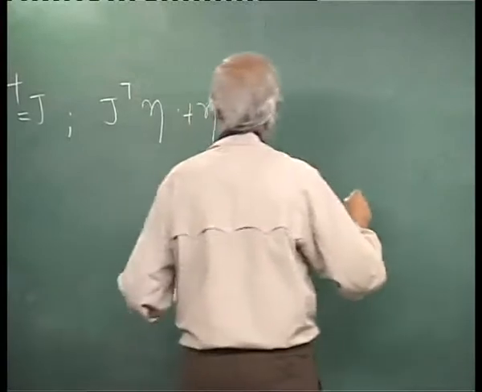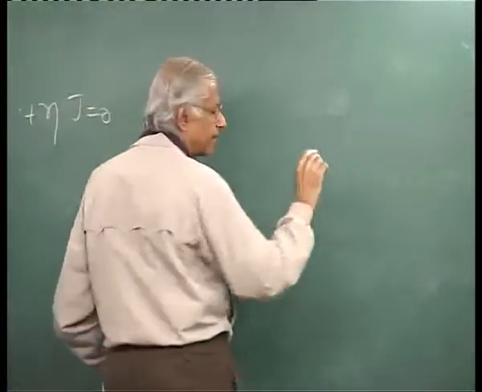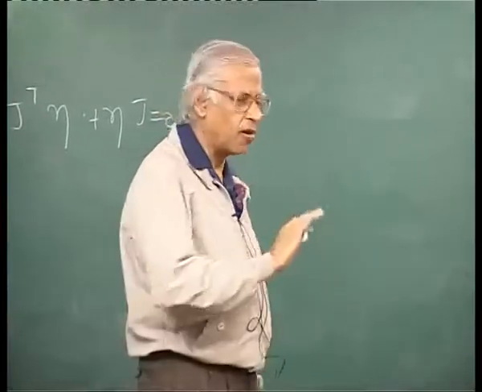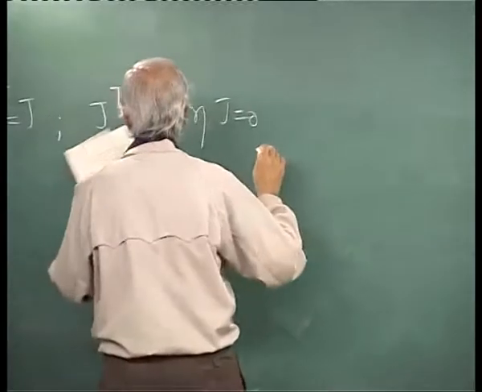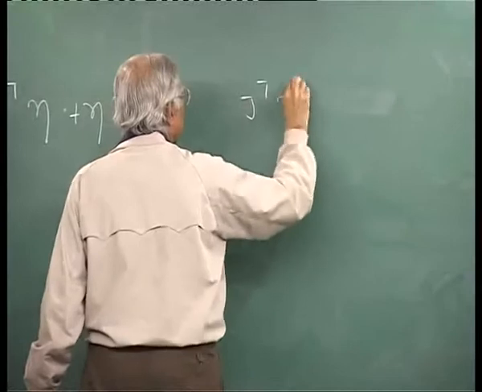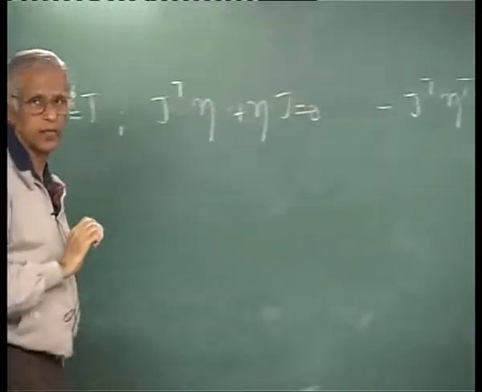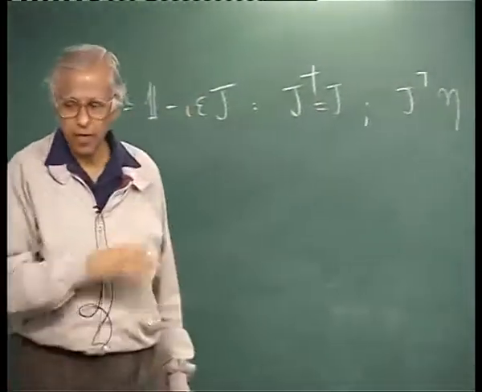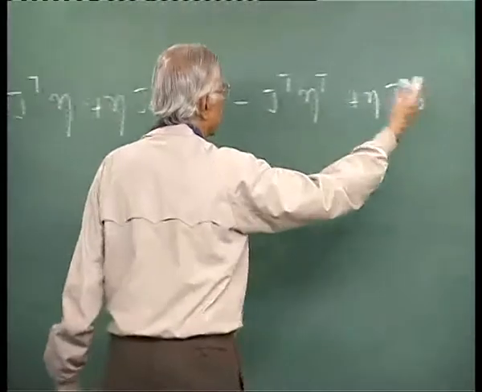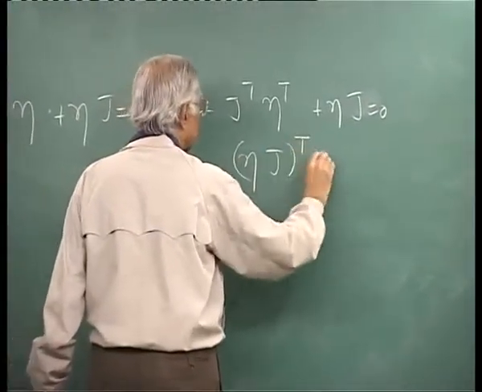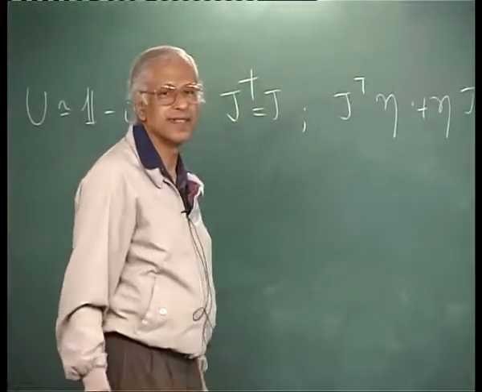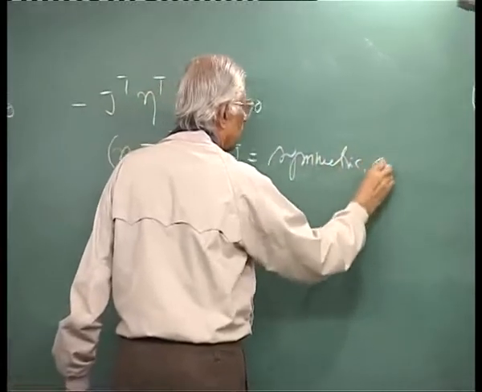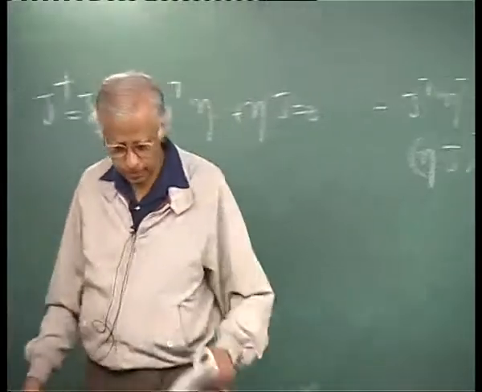Now, this can be written in the following way. Look at this first term. Remember, eta is antisymmetric. It has many properties. Eta is anti-Hermitian, eta is antisymmetric, eta is real, eta squared is minus 1. All of these are important. One way or the other, we will use them. First term, I will use the fact that eta is antisymmetric. So I might write it in this way. Plus eta J equal to 0. Right? So what does this mean? If you take this term to the right, it says eta J transpose is equal to eta J. Eta J is symmetric, and of course it is complex. These matrices are complex.